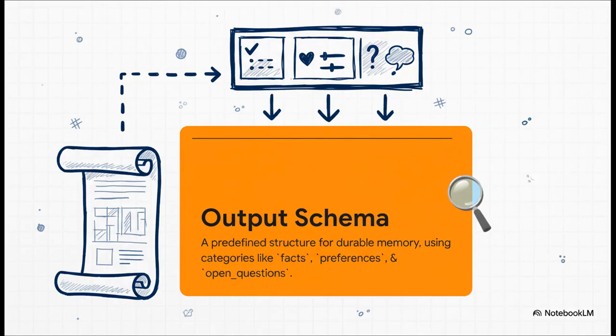But for that state.json file to be useful, it needs a blueprint, right? And that's where the output schema comes in. It's just a predefined structure, a consistent JSON format that tells the AI exactly how to organize the information it's saving. By setting up categories like facts or user preferences or maybe open questions, you make sure the AI's memory is always predictable and actually usable.